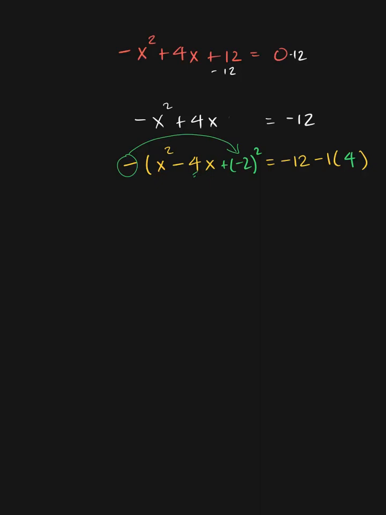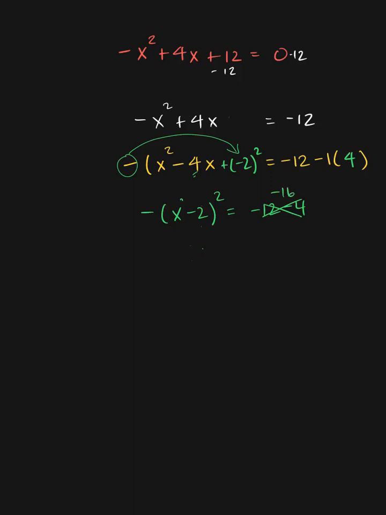So now you want to write this as a perfect square trinomial. Now remember, x squared minus 4x minus 4, plus 4, is the same thing as x minus 2 squared, which is why we wrote it out in this form. So this becomes -x minus 2 squared. And let's clean up the other side. -12 minus 4. This is going to be -16.